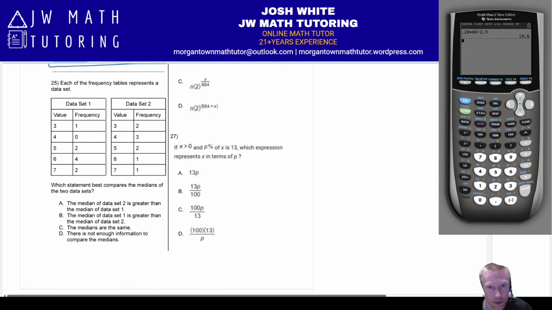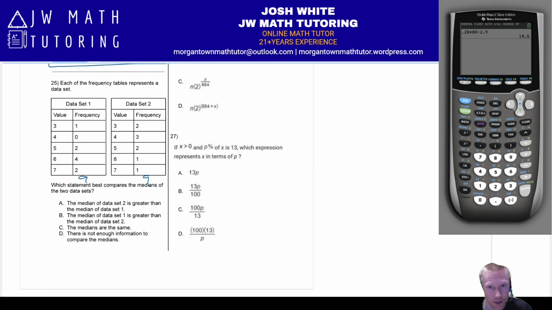Now for 25, here we have some frequency tables, and we're basically comparing the median of each of these two data sets. This one's actually not going to be too difficult though, because there aren't very many values in each of these. So if we just add them up, notice we've got 1 plus 2 is 3, plus 4 is 7, 9 values in each. That means the median will be the fifth value, just like that dot plot back in problem number 21. So all we need to do is count and see where the fifth value occurs.